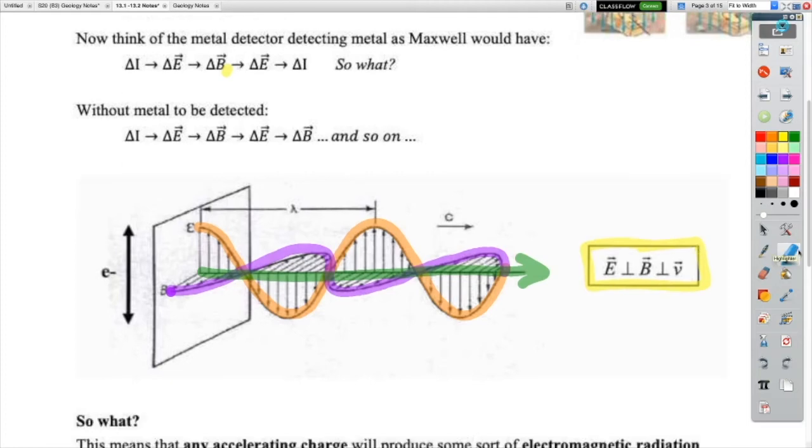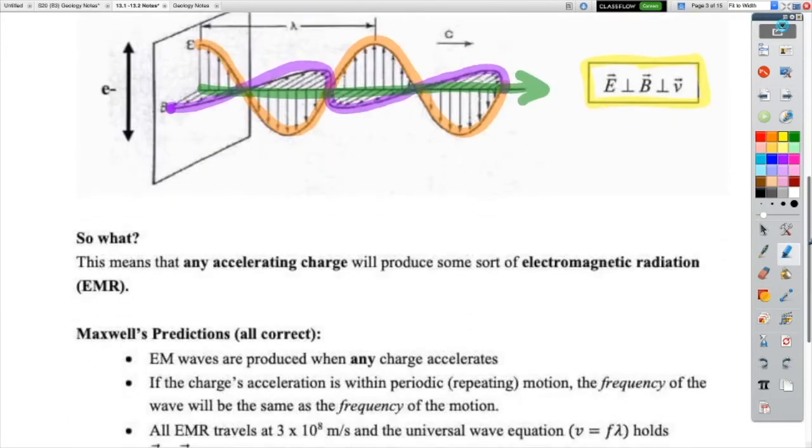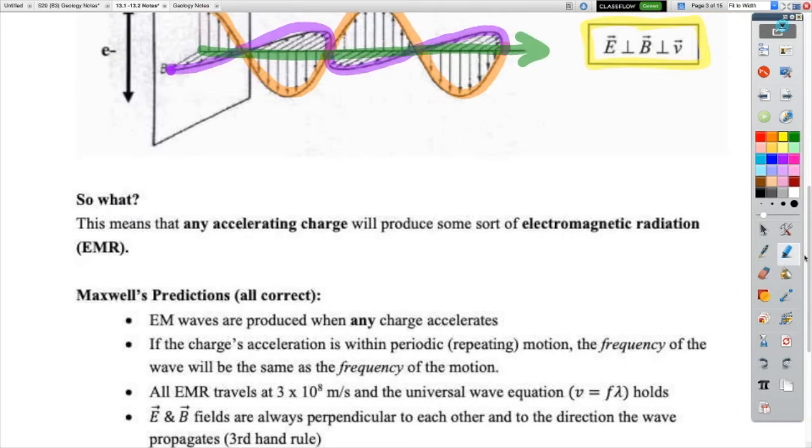And so what do we have here? Well, we have a wave. Do you need a medium for these waves to travel? No. Electricity and magnetism work in outer space. They work in a vacuum. Aha. Okay. So what seemed like a small nitpick turned out to be a physics revolution. Okay, so what? Any accelerating charge, because an accelerating charge produces a changing electric field, which will produce a changing magnetic field, which will produce a changing electric field. So any accelerating charge will produce some sort of electromagnetic radiation.